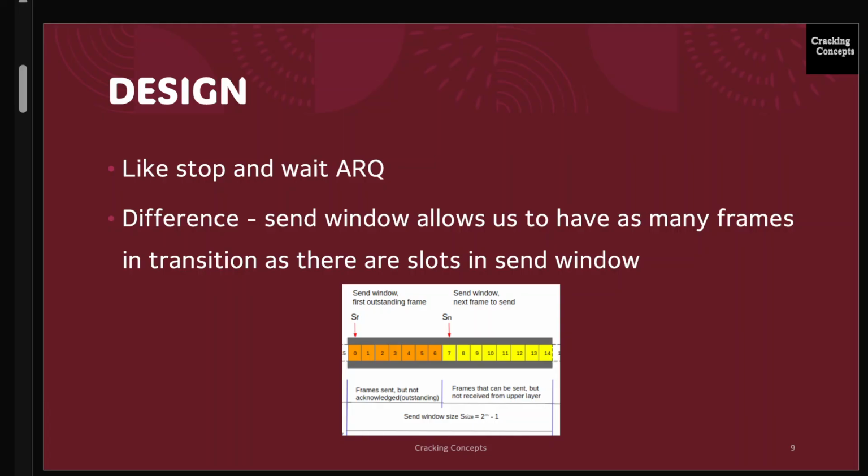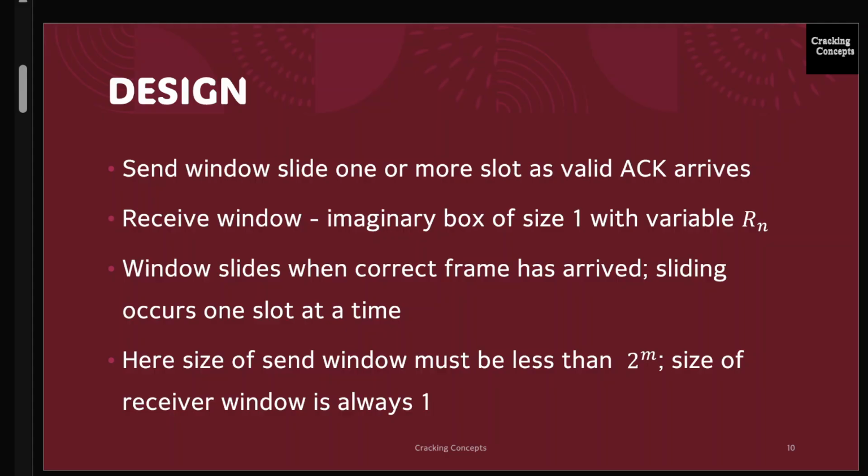The send window is an abstract concept defining an imaginary box of size 2^m - 1. Like the receiving window, the sender window also has variables. Here we have three variables: SF, SN, and S size. The send window can slide one or more slots when a valid acknowledgement arrives.